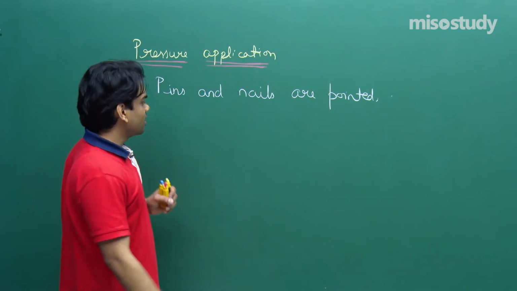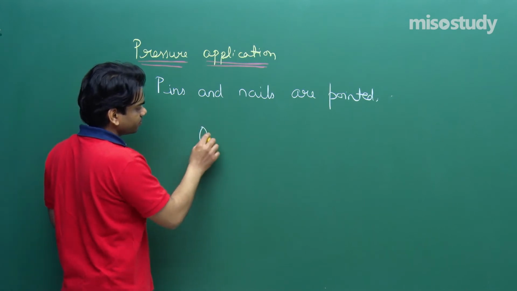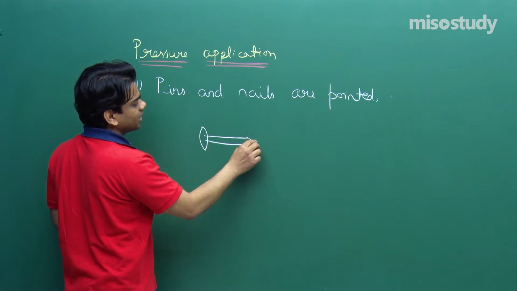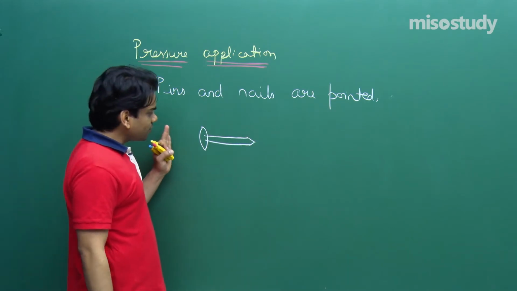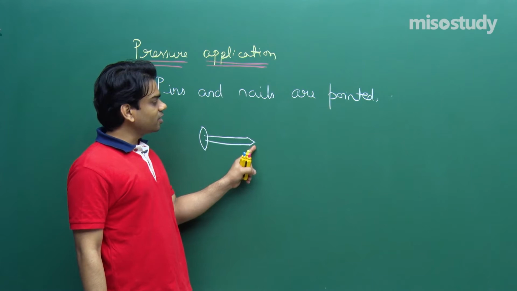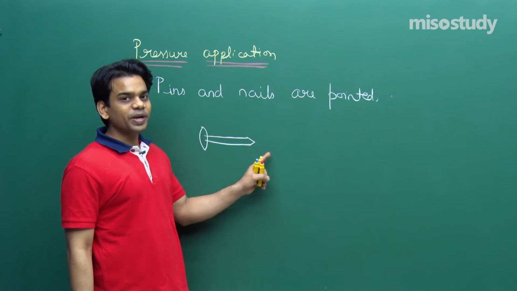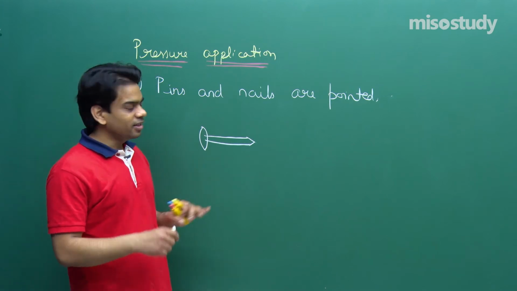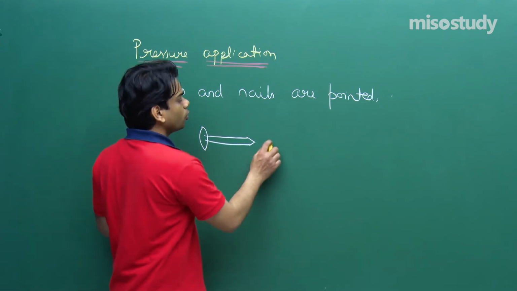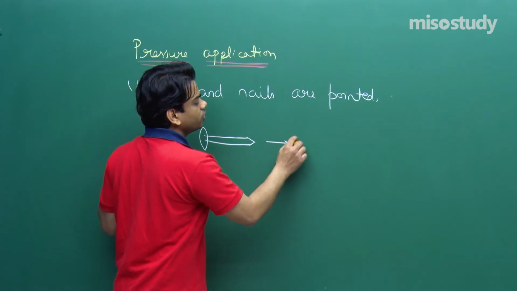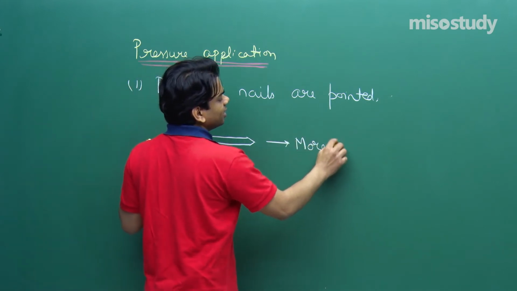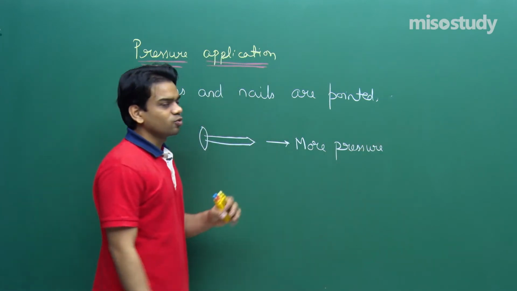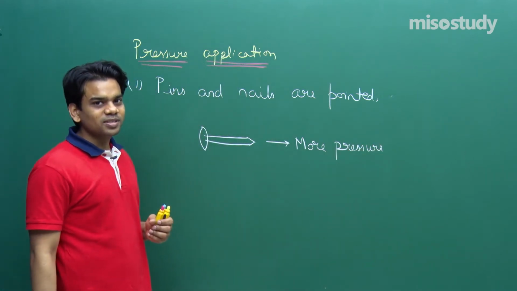Now what happens is, as these edges are pointed, as we apply a force, for the same force, it will exert more pressure on the wall, because we know that pressure equals force upon area. Area is reduced, so pressure will be more. So more pressure is exerted on the wall, and hence it easily presses into the wall. This is the reason why nails and pins are pointed.